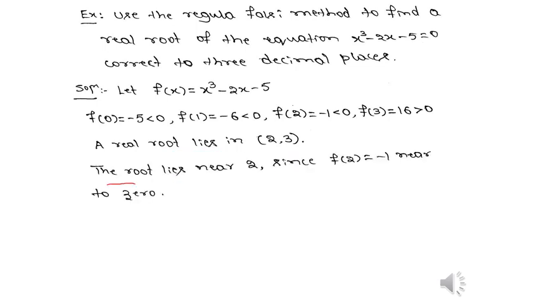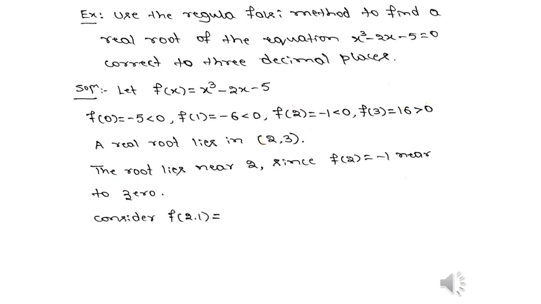A root lies near to 2. Why are we saying this? Why does the root lie near to 2? We have already explained, because minus 1 is very near to 0 than 16. 16 is not so near to 0 when we compare with minus 1. So that's why we say the root is very near to 2. Now let us take one more value which is very near to 2 and lies between 2 and 3.